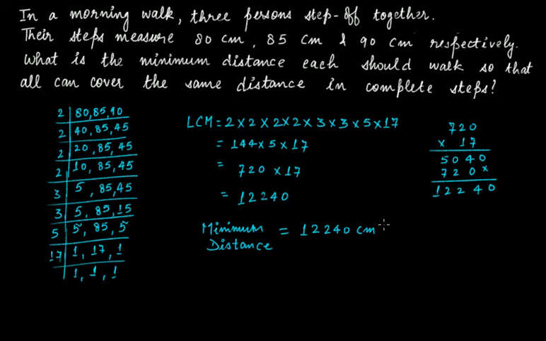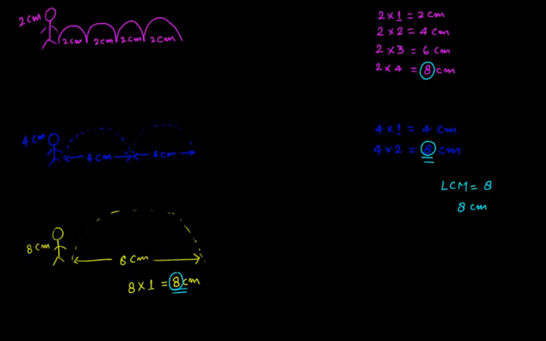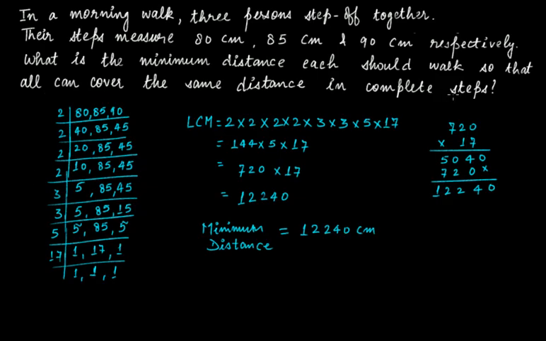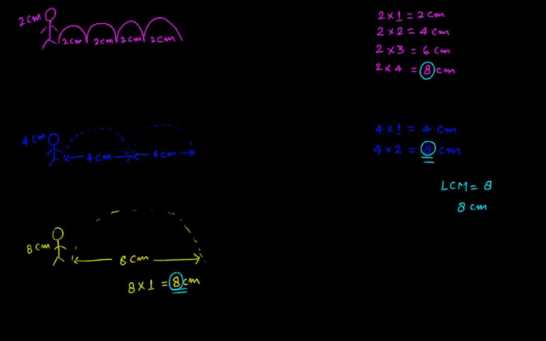It's a bit of a longer video, but I tried to explain why you use LCM here, right? What's the concept behind using LCM in this case, and what's the concept of these complete steps and this minimum common distance, and how it is related to least common multiple.